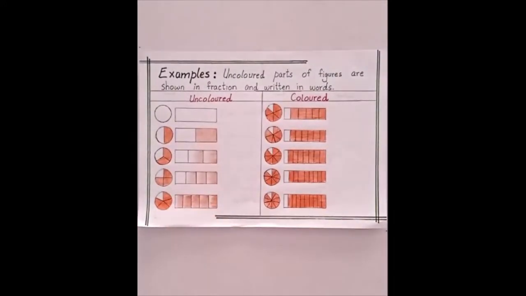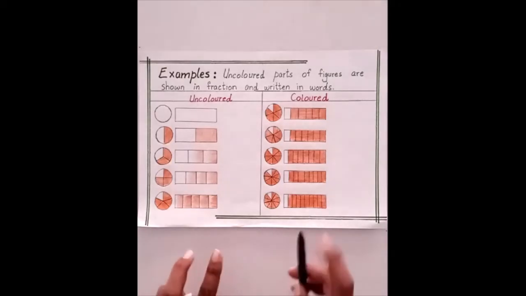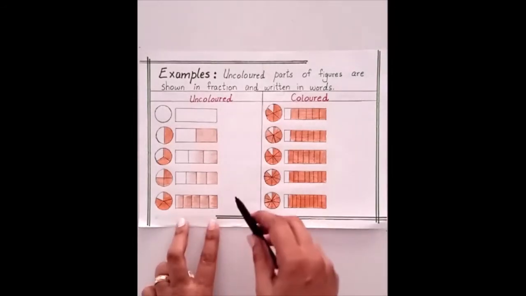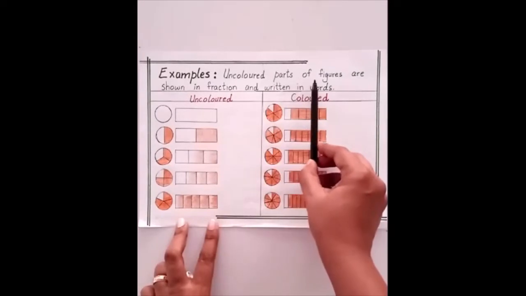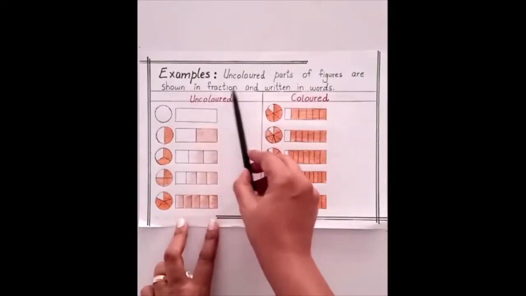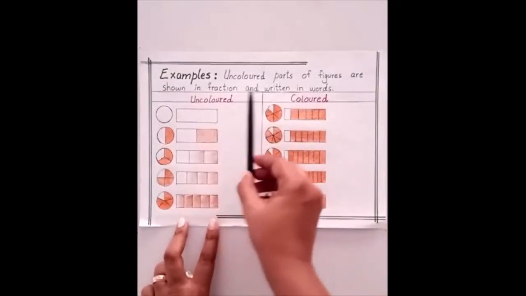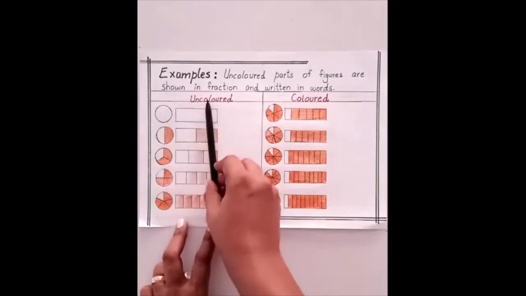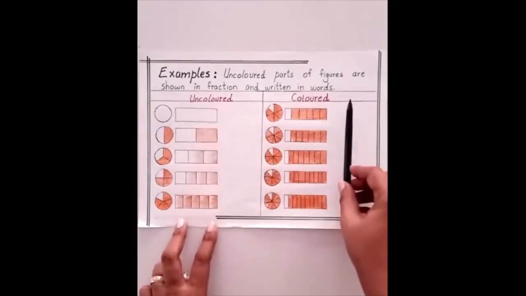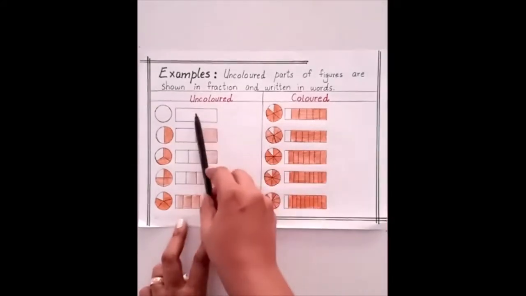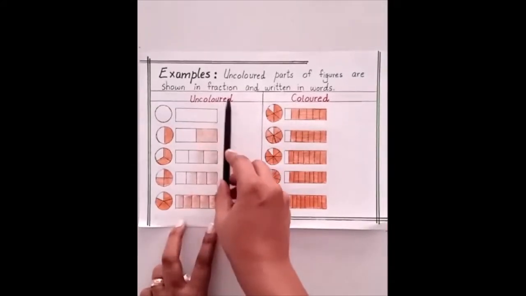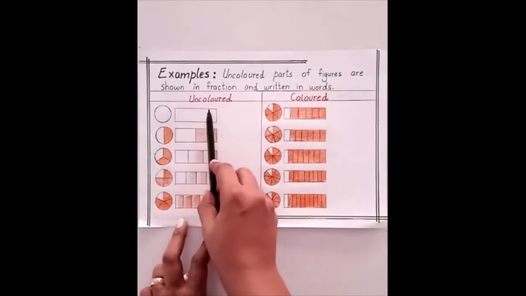In this slide, you will understand this concept very clearly, students. See this example. What this example is, uncolored parts of figures are shown in fraction and written in words. Over here, we will see the uncolored portions. These are the portions uncolored, and over here the parts are colored. We will count uncolored portions.